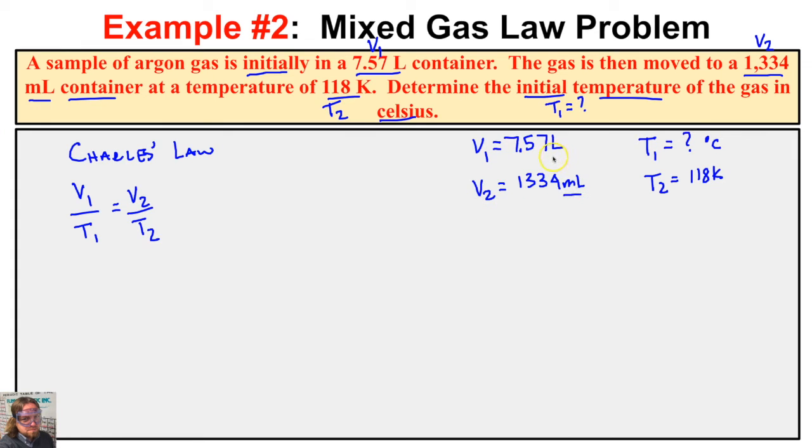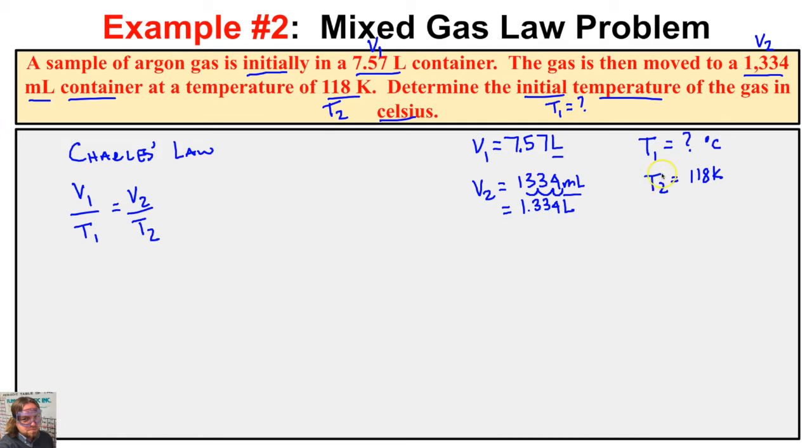Okay, so we have a couple issues before we can start plugging these numbers in. This is in milliliters and this is in liters. And so we need to make these units the same. And it doesn't matter if it's in milliliters or liters as long as they're the same. So I'm going to go ahead and convert the milliliters to liters. And the way that we do that is by simply moving this decimal to the left 3 times. We have 1.334 liters here. So now the two volume units are the same.